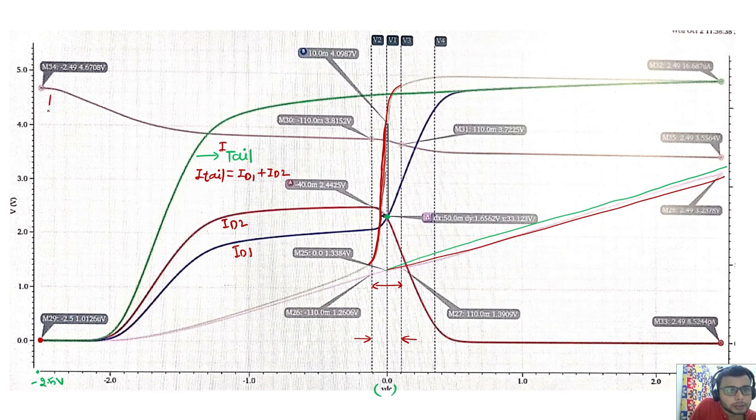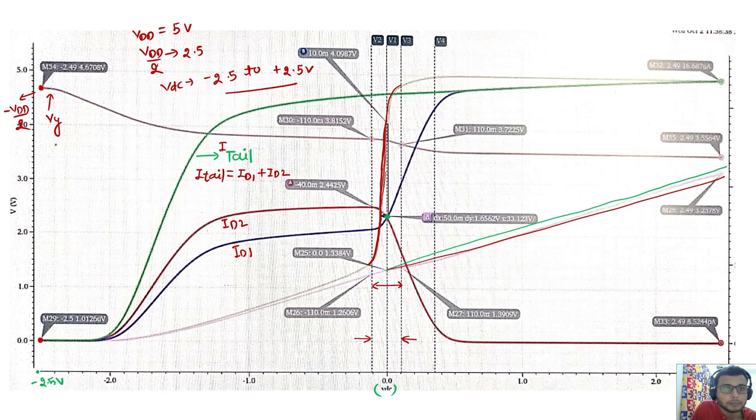One more thing, this is my Vy. What we are seeing here is around minus 2.5, or minus VDD by 2, because my VDD was 5 volt here. So VDD by 2 means 2.5. This is a variation of VDC from minus 2.5 to plus 2.5 volt. From here I can see this is around 4.67, so it is near VDD. So this much headroom is there.